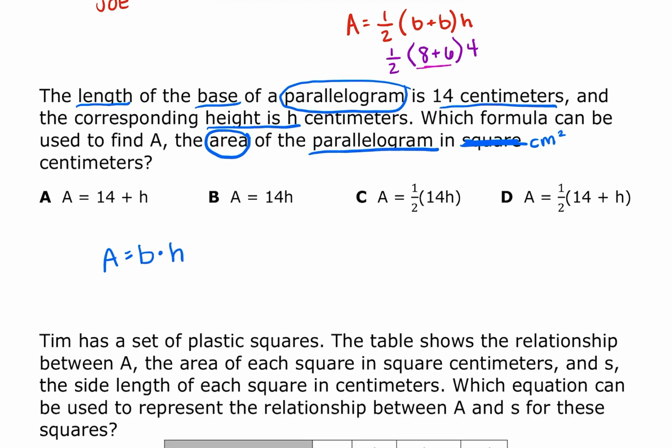I see pretty much all Joe Schmoes. A has adding, we're not adding. What about B? What does a number next to a letter mean to do? Multiply, so that looks pretty good. C has a 1/2, D has a 1/2, no good. So obviously B is my only answer choice.